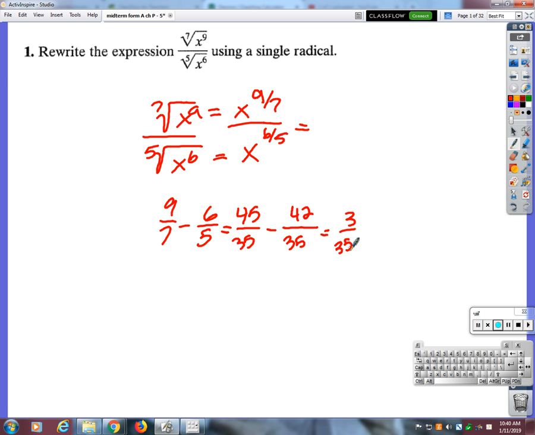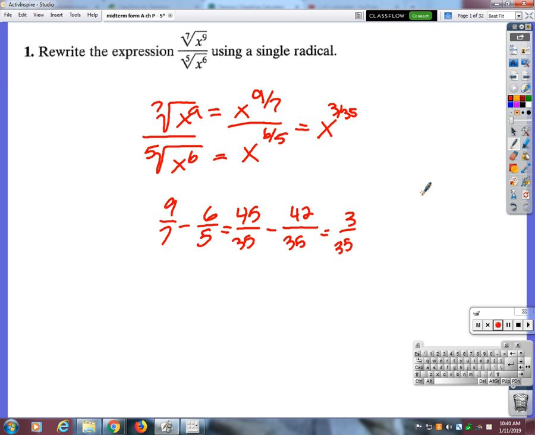Yeah. So to do this on the calculator, 9 and then the ABC button, and then hit 7, minus 6, ABC button, 5. And does it equal 3 over 35? Okay. So that means our answer would be x to the 3/35.